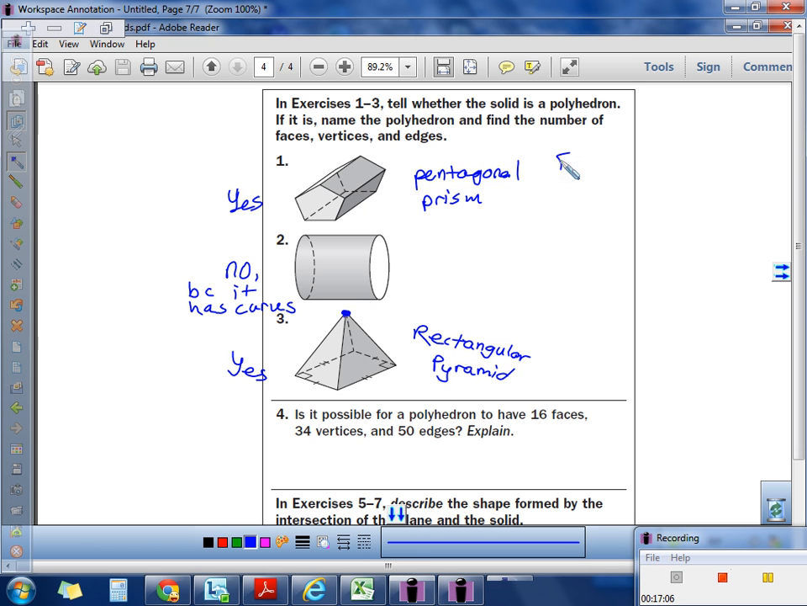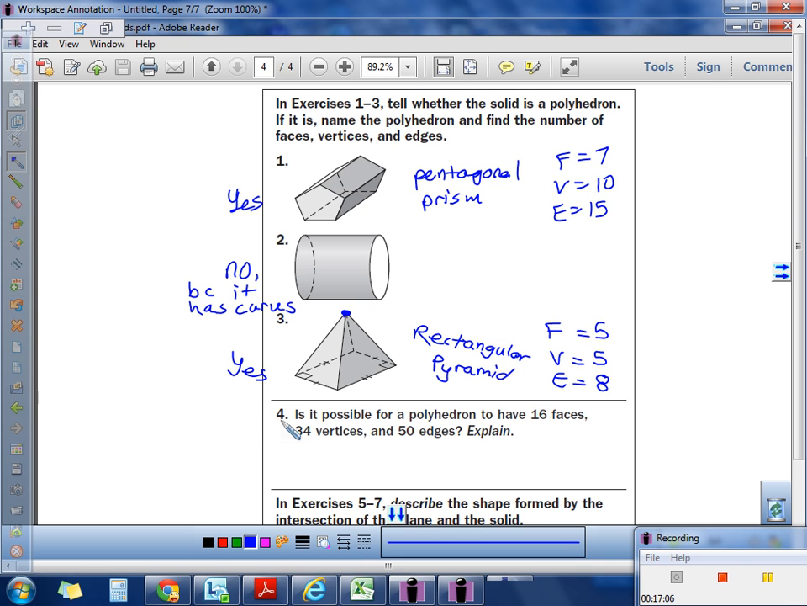So now we just need our faces, vertices, and edges on these two shapes. So how many faces do we have here? 7. So there's your odd answer. So sometimes we do have some odd numbers. Vertices, how many? 10. And edges? 15. Good. Down here on our pyramid, how many faces? Good. 5. Vertices? 5 as well. And edges? 8. Nicely done.